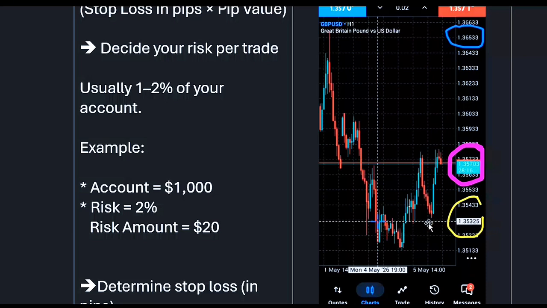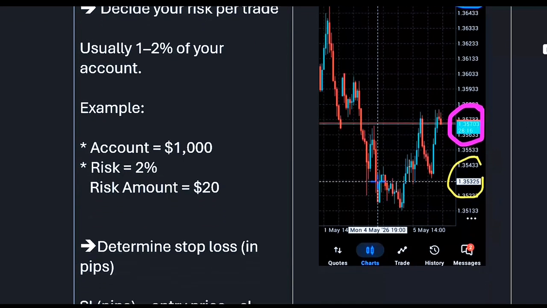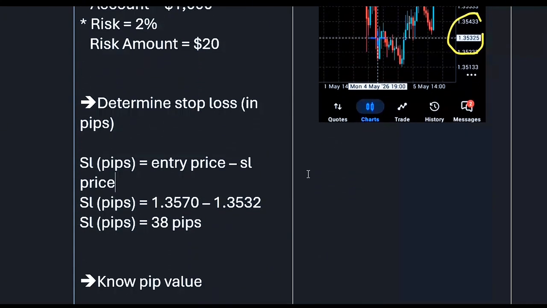So I want to put my stop loss at 1.35325. Now let me do the calculation with that formula and you see what happens. So all I need to do is to put my entering price here and subtract the stop loss position from it, and my stop loss in pips will be 38 pips.